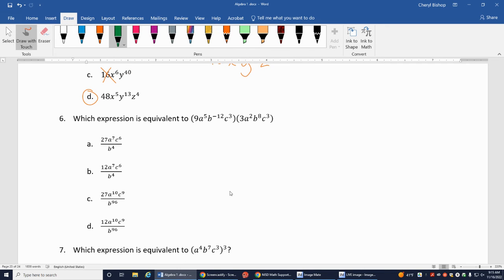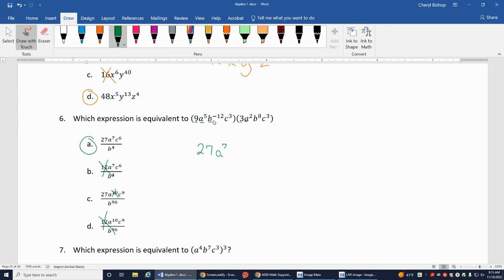And then the numbers we multiplied together. So if I look at my numbers, 9 times 3, that's going to give me 27. So I can immediately go, okay, it's not B and it's not D. All right, now I'm going to look at my A's. I've got 5 A's here and 2 A's here, so that is 7 A's. So A to the 7th, oh, can't be this one, so my answer has to be A. But let's talk about how they get that B on the bottom, just to see.